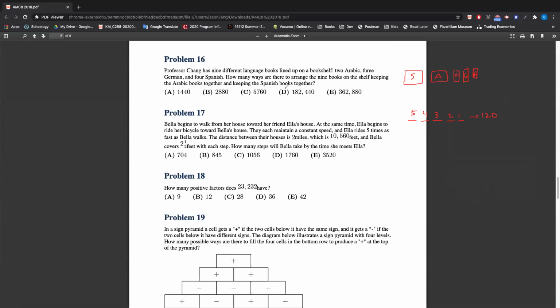So for example, the Spanish books, there are 4 of them. We can arrange those 4 books in any order. That's the same thing as what we just did here, except without the 5. So 4, 3, 2, 1. That's 24 ways. And then with the Arabic books, because there are only 2, it's just one on the left, one on the right. You can think of it that way. That means that there's just 2 ways for that to happen.